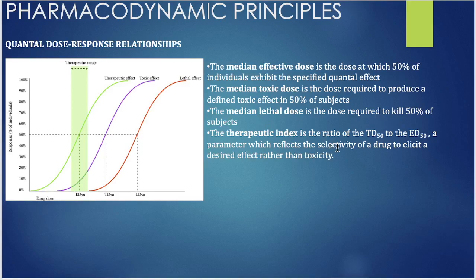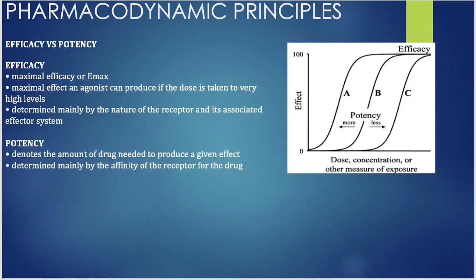Therapeutic index now is the ratio of your toxic dose to your effective dose. A parameter now which will reflect the selectivity of a drug to elicit the desired effect rather than toxicity. Again, your therapeutic index now is the ratio of your median toxic dose to your median effective dose. This is now a parameter which will reflect the selectivity of the drug to elicit a desired effect rather than toxicity.